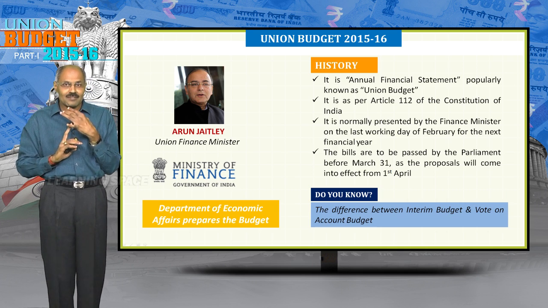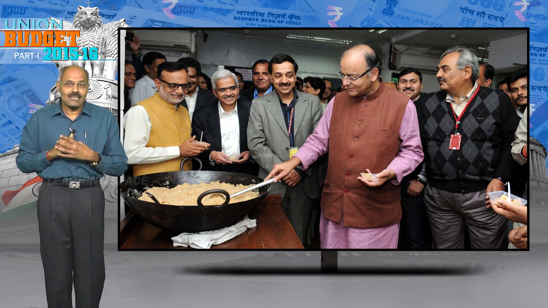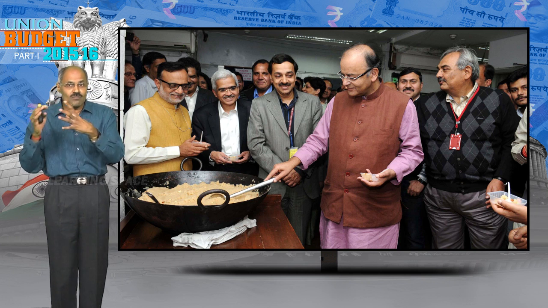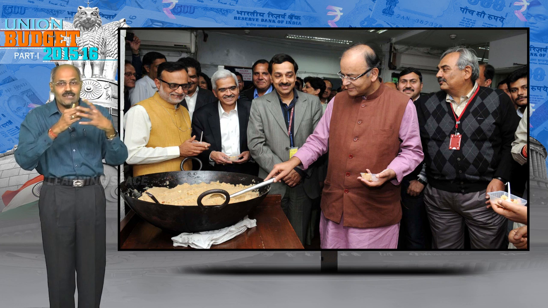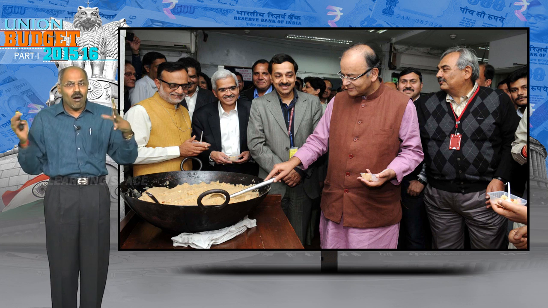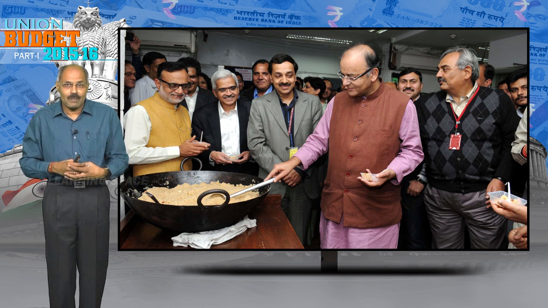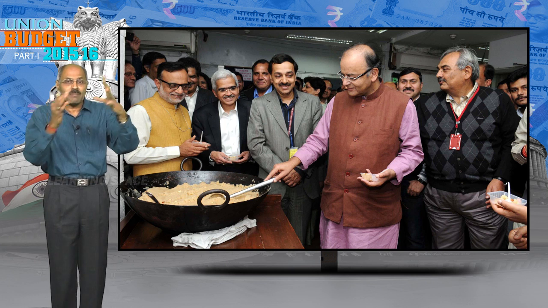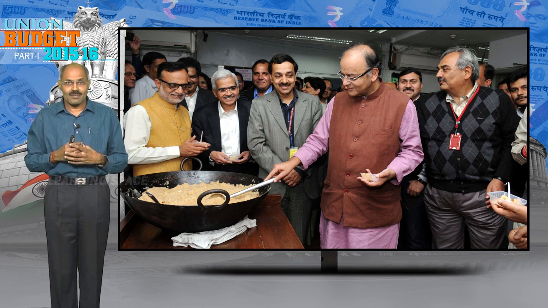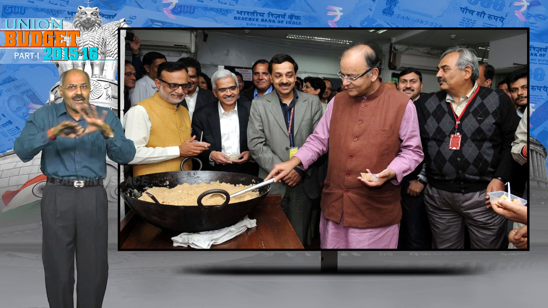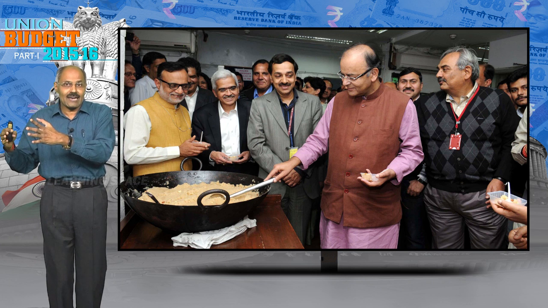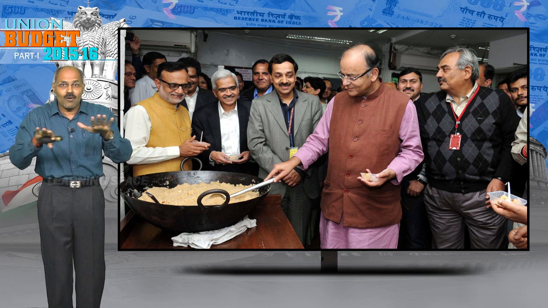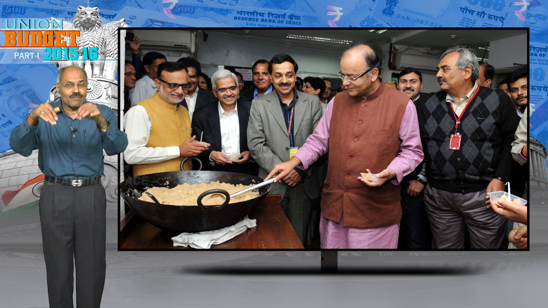Second thing is, halwa ceremony will be held. Halwa ceremony will be held almost 1 week to 10 days before the presentation of the budget, and all the staff associated with the preparation of budget are not allowed to go out, and they will be kept indoors. They will not be allowed to have any contact till the budget is presented. From the halwa ceremony to the presentation of budget, they will not have any contact with outsiders, including their family members.